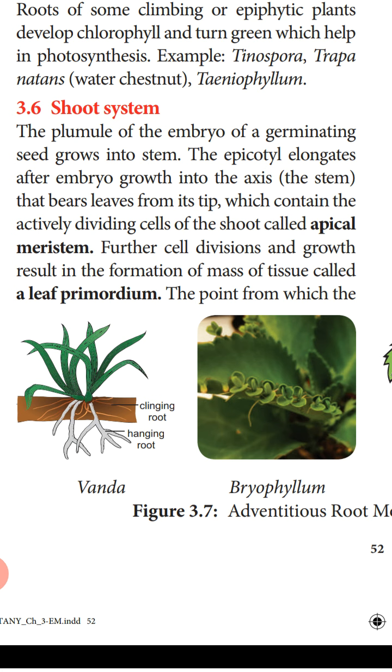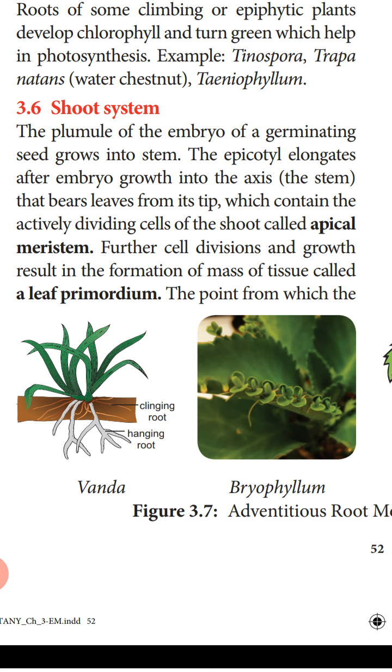So the epicotyl elongates after the embryo growth into an axis, that is the stem, and it bears the leaves from its tips. In the tip region they have the apical meristem. These apical meristematic cells are in a state of continuous division. So the tip of the epicotyl has meristematic cells in a continuous state of division. So from this region the shoot develops.